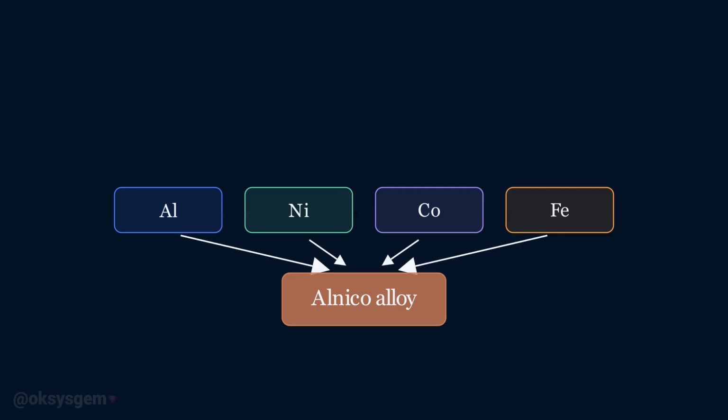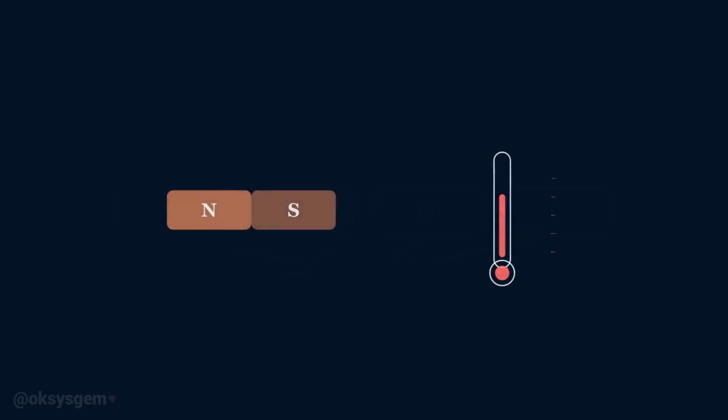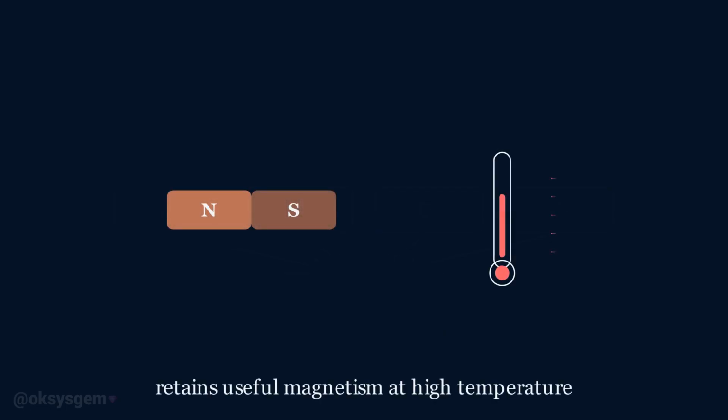Alnico magnets can produce strong magnetic fields and, importantly, they retain useful magnetic properties at temperatures that would cause some modern permanent magnets to lose much of their magnetization. This temperature resistance made alnico extremely valuable in devices such as electric motors, measuring instruments, microphones, speakers, and sensors.